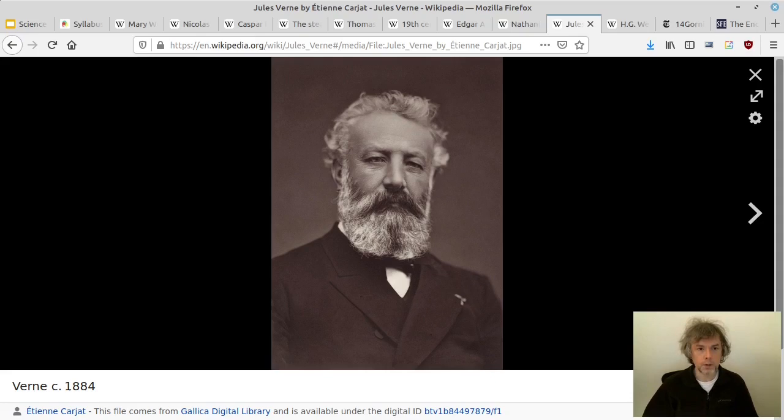Now, these Voyage Extraordinaires are near future stories that take existing technologies just beyond what was then realizable. So he extrapolates on the near term, the near future. Verne takes the known and improves upon it for his stories.